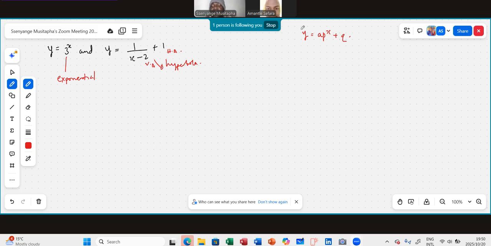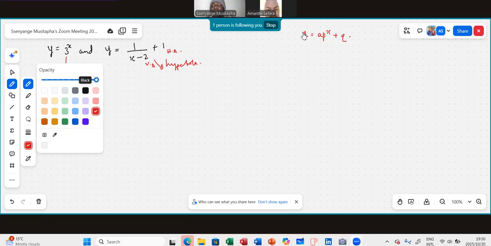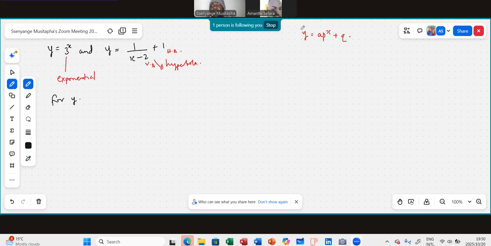So if they tell us to use the same axes, then we first need to work on y equals 3 to the power x. For the y-intercept, x equals 0. That means I'll have the y-intercept as (0, 1), because y equals 3 to the power 0. Any number to the power 0 is 1, so our y gives us 1.